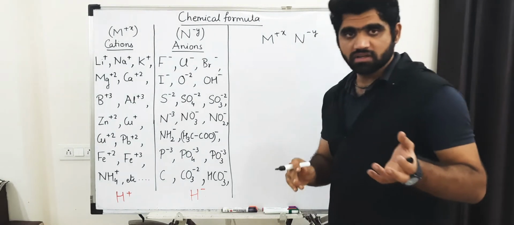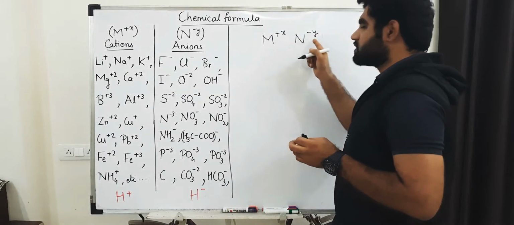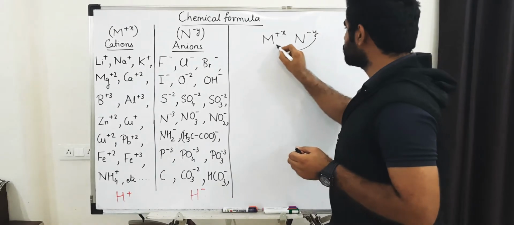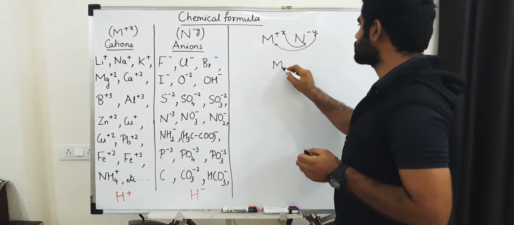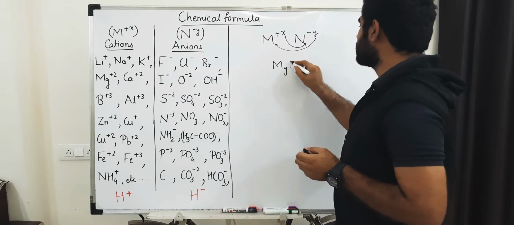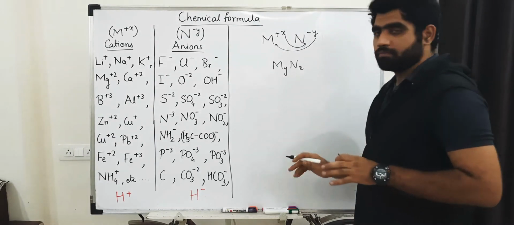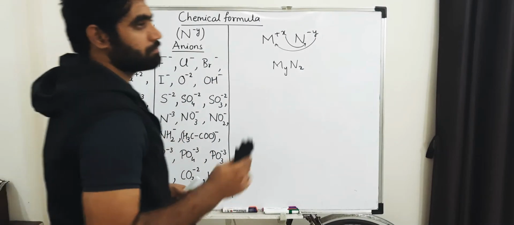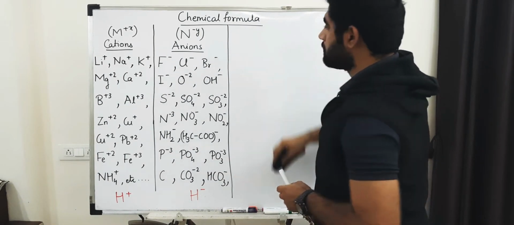One more important thing we discussed in the last video was that always oppositely charged ions form a bond or form a compound. So this y moves to the subscript of M and x moves to the subscript of N, resulting in formation of M_y N_x. So this is the basic outline of what we had seen in the previous video. Now I would like to discuss the group of ions.